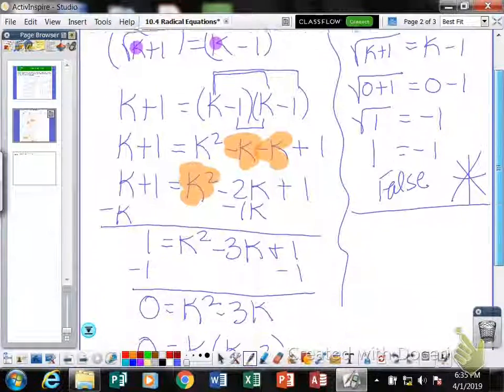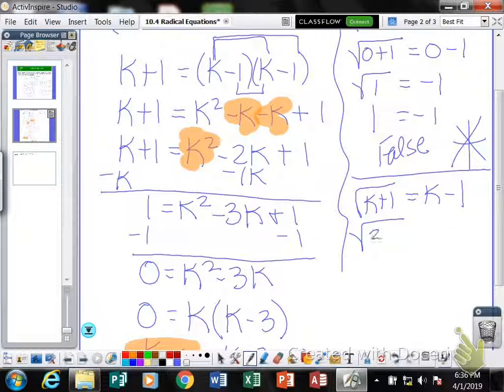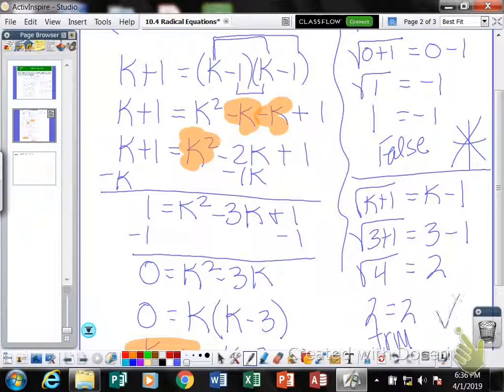Let's try 3. So the square root of K plus 1 equals K minus 1. So the square root of 3 plus 1 equals 3 minus 1. The square root of 4 should equal 2. The square root of 4 is 2. 2 equals 2. This is a true statement. So this is our answer. K equals 3 would be our final answer.